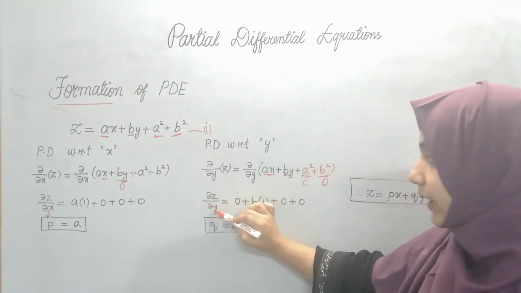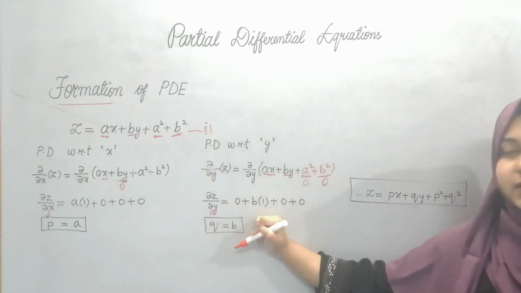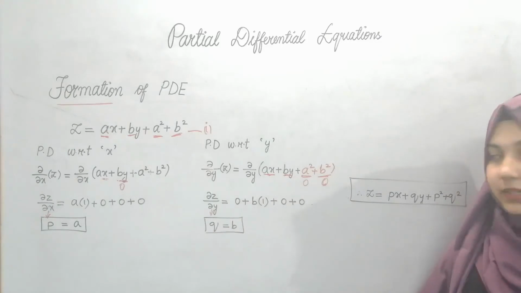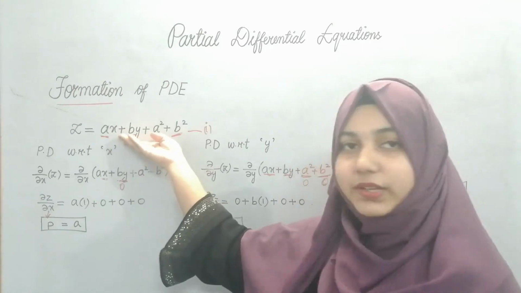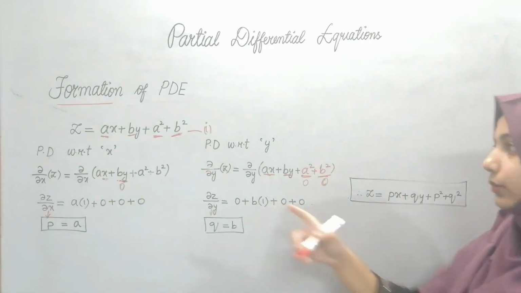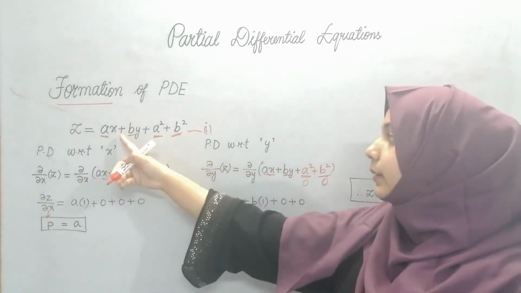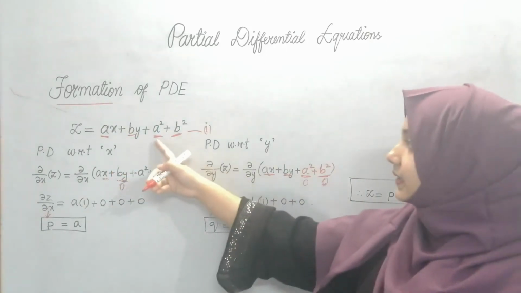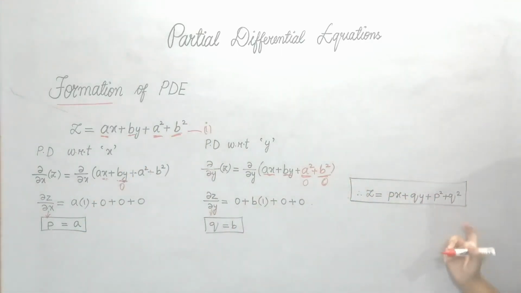So dou z by dou y, we represent as q. So q is equal to b. Now I got the value of b and the value of a. So I'll substitute this in equation 1, my given equation. So z is equal to, what is a? I got p. So p into x, plus what is b? I got q. So q into y, so qy, plus p square plus q square.